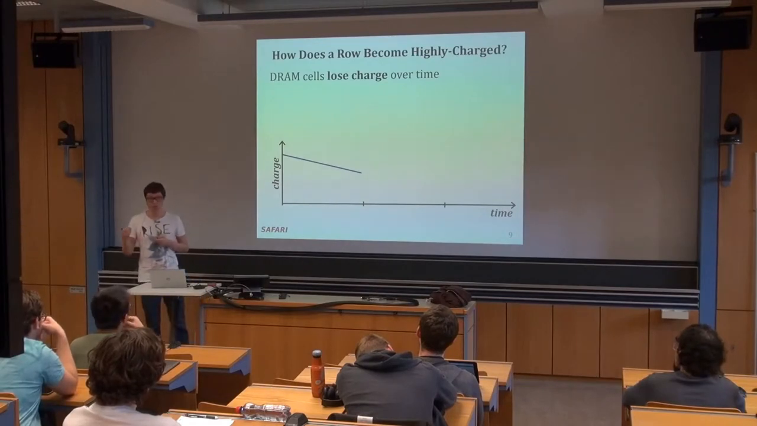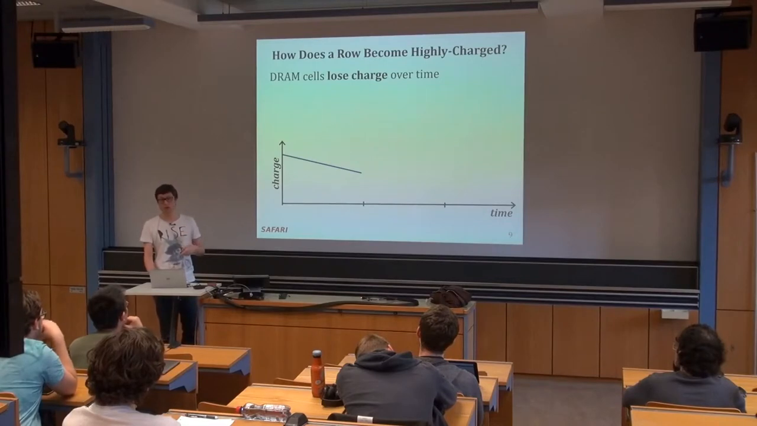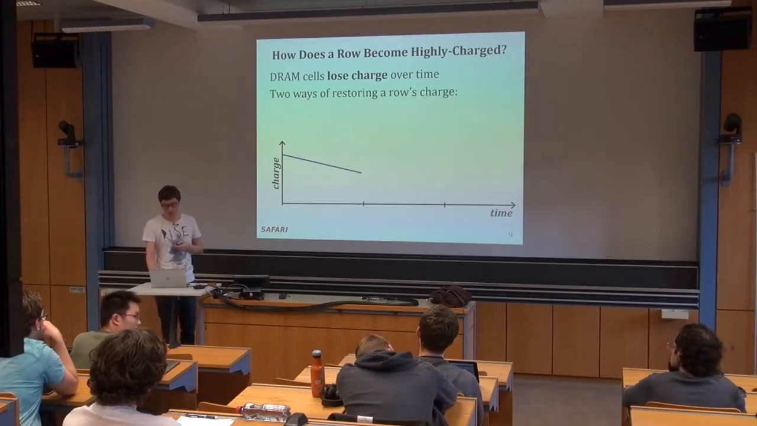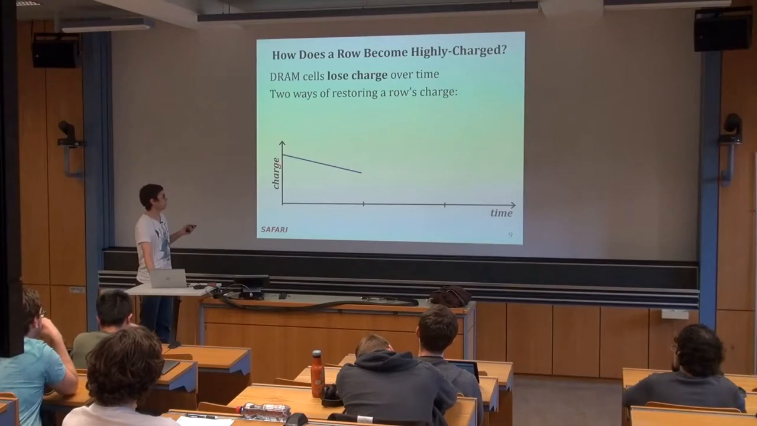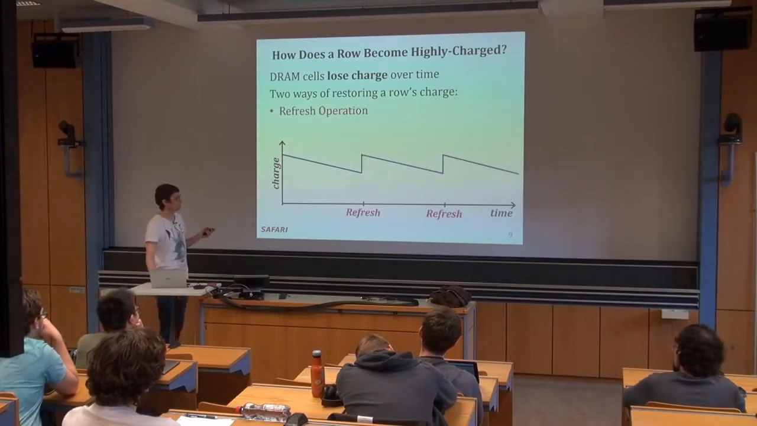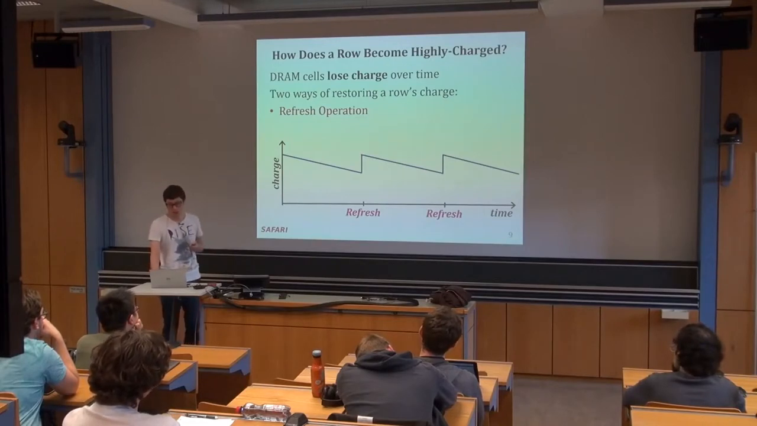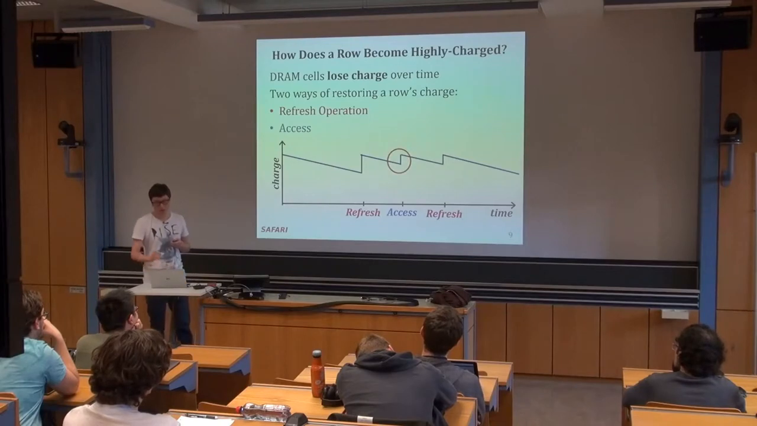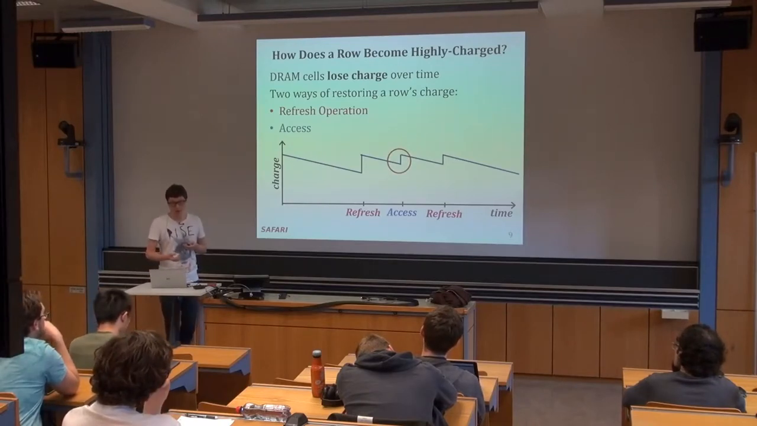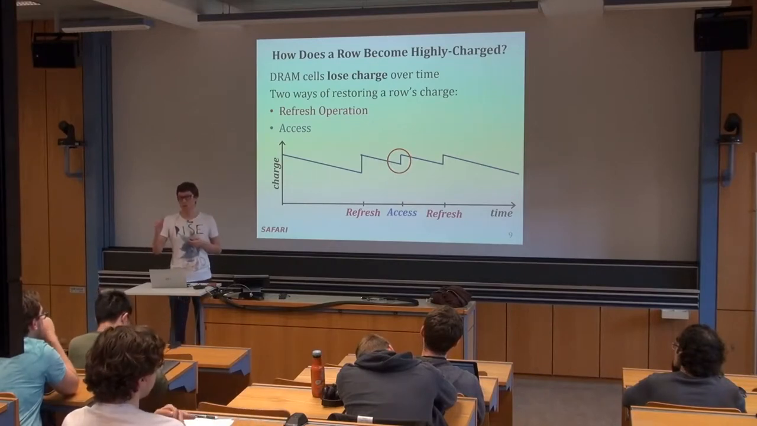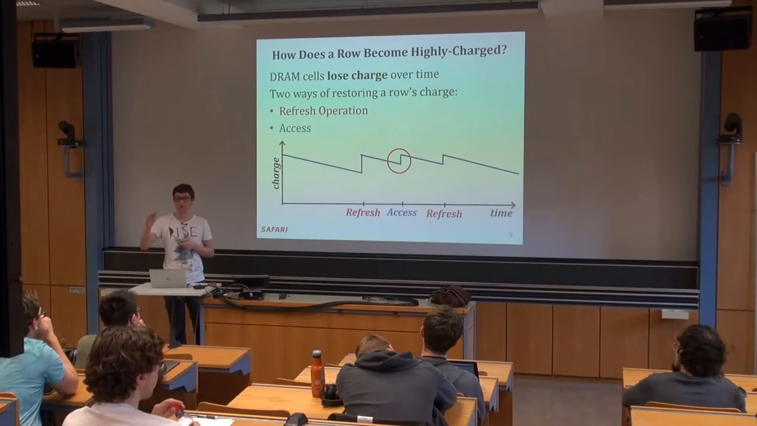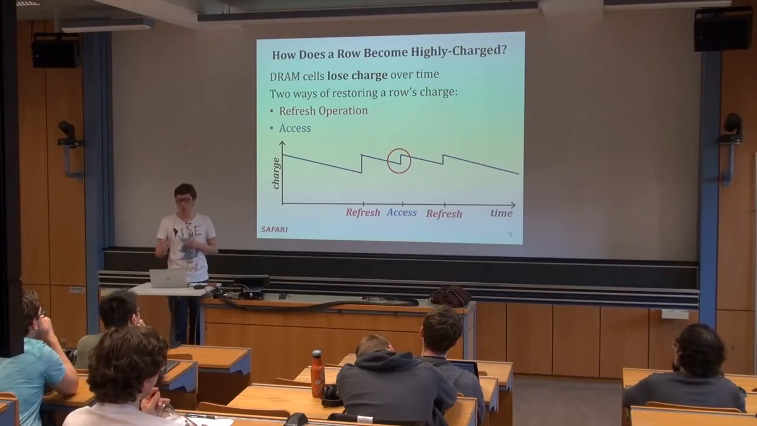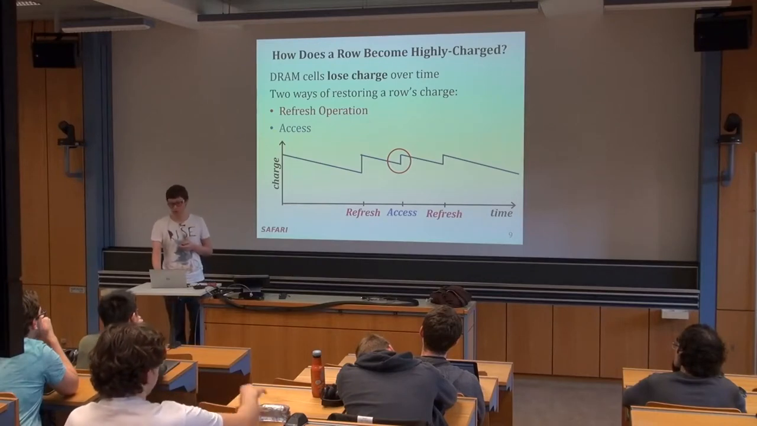You know from yesterday that DRAM cells leak charge over time, and to preserve the data, we need to refresh it at some fixed time intervals, which is typically 64 milliseconds. This chart shows that. Until this point, a DRAM cell leaks some charge, and once we issue the refresh operation, we restore it back to its original value, and the same thing happens again and again. Another operation that restores a DRAM row is an access. When we want to access a specific region of a DRAM, we need to activate a row. And once we activate the row, as I showed in the previous slides, it also gets restored, same as refresh. So potentially we have two operations that we can exploit to detect those highly charged rows.